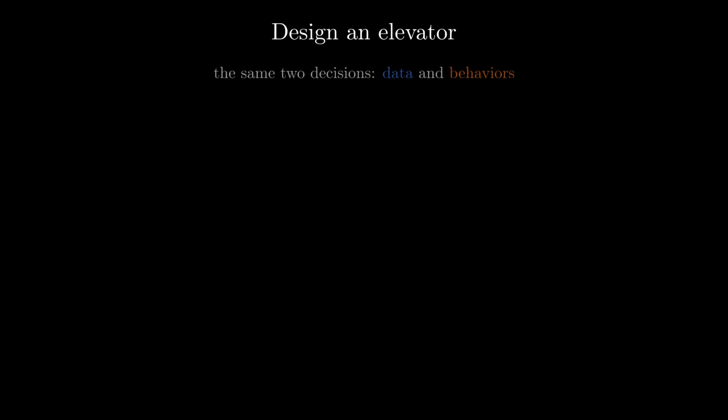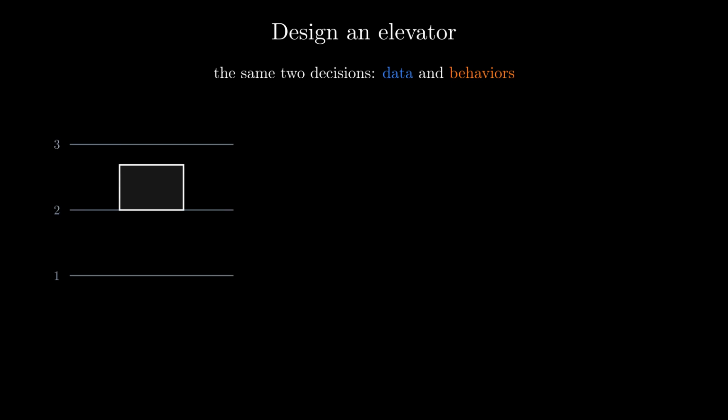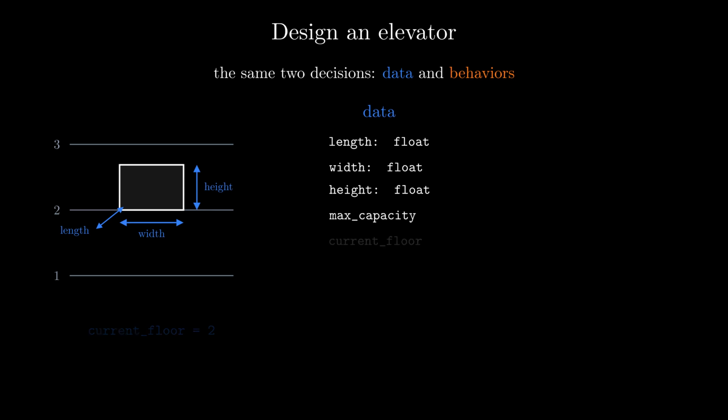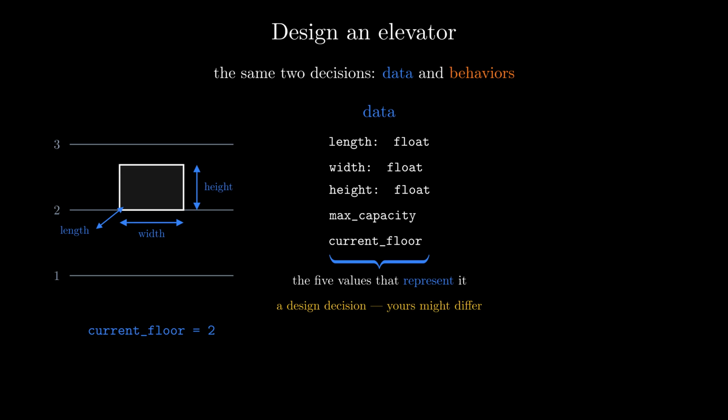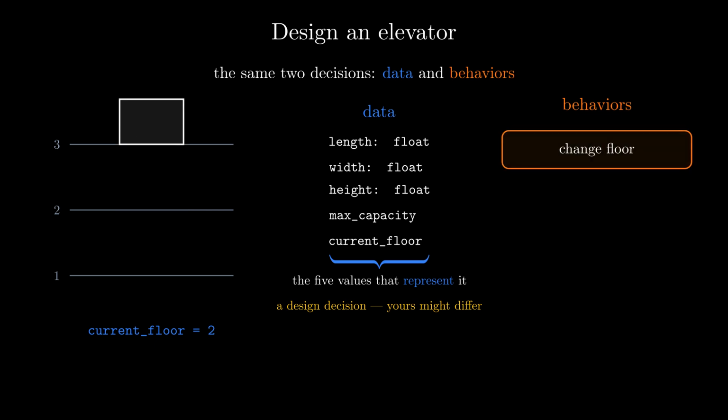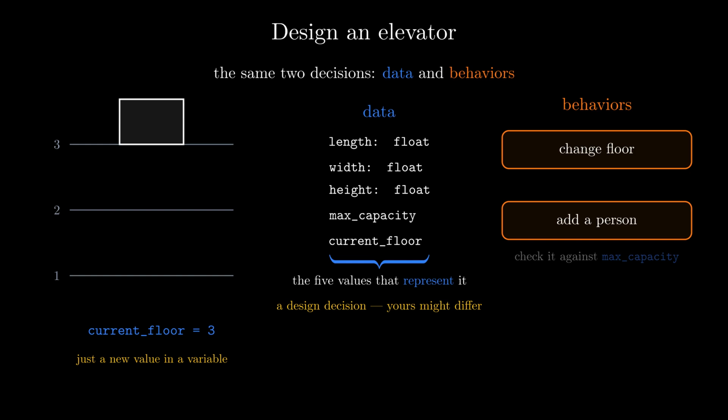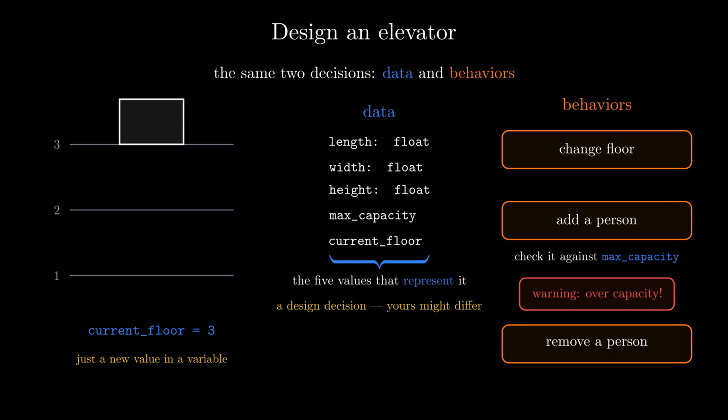Now practice the same 2 decisions on everyday things. An elevator, at heart, is a box that can change floors. For its data, one reasonable representation, a length, a width, and a height, all floats, plus a maximum capacity and the current floor it is on. Those 5 values together represent the elevator, again a design decision, and yours might be different. For its behaviors, the elevator can change its current floor, which really means changing the value of the variable that holds it. It can add people, perhaps checking against the capacity limit and printing a warning if you go above it, and it can remove people.